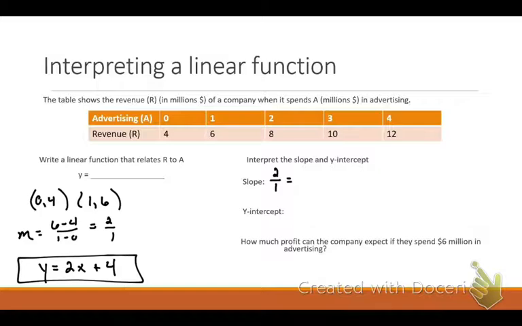So look back over here to your slope. What category did those numbers come from that I subtracted? It came from the revenue category. This is my rise. This means 2 million in revenue. Over, what's my run value in this problem? Advertising.